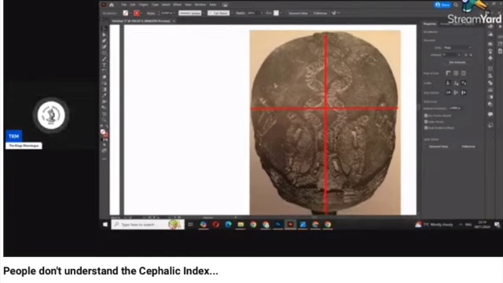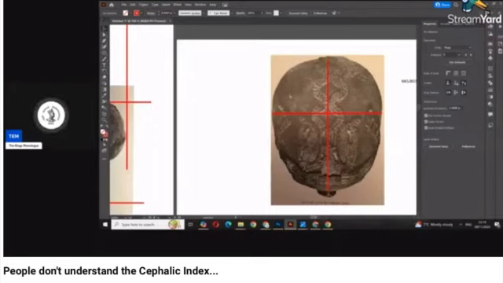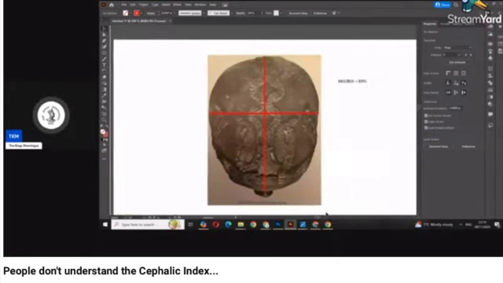So I did a cephalic index of this image. Let me zoom out. And the cephalic index of this image is actually 83%. So that would make it a brachycephalic skull if this was a cephalometric image, which it's not.